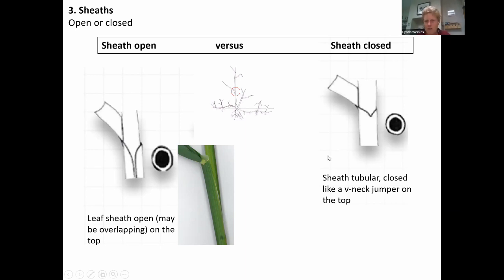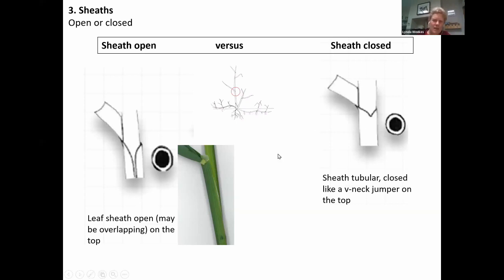But some species of grasses have tubular sheaths that there's no split down the middle at all. So it's like putting on a jumper rather than having a zipped up jacket, if you like. And it can be like a V-shaped jumper really. So it's tubular all the way around. And this will identify a group of grasses that can be split up using this feature here.